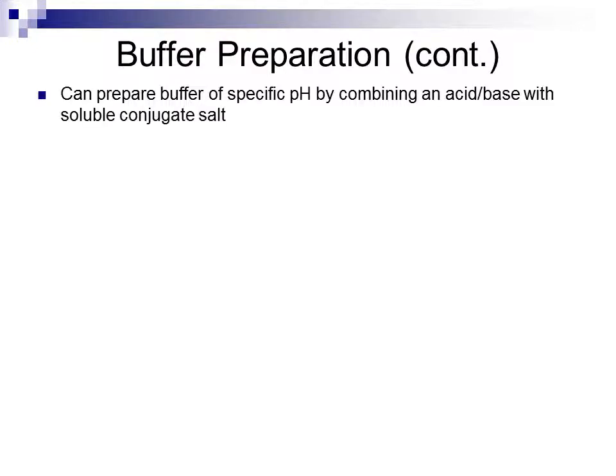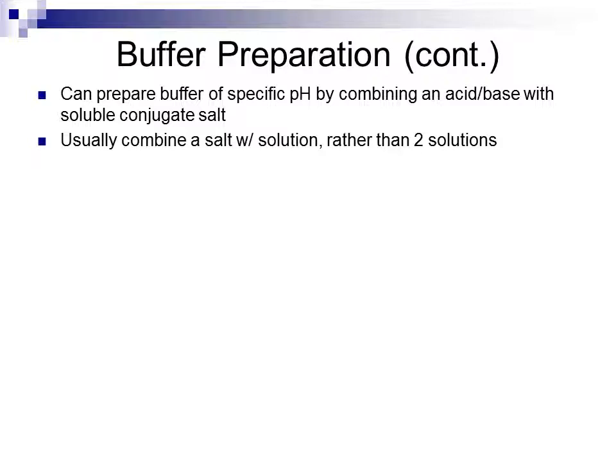We can also prepare buffers by combining an acid or a base with the soluble conjugate salt in a solid form. So if I take the salt and I add it to a solution rather than adding two solutions together, I can get a much more controlled buffer. And I can create a buffer with the specific pH more effectively this way.